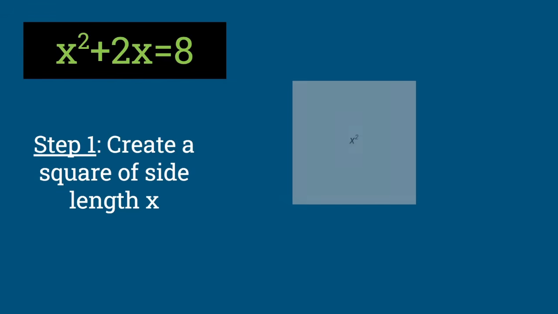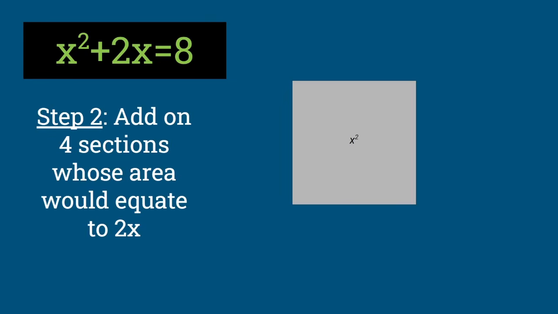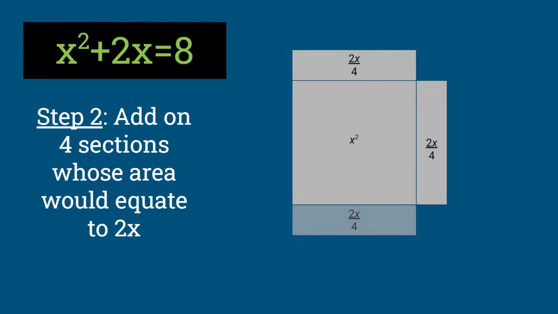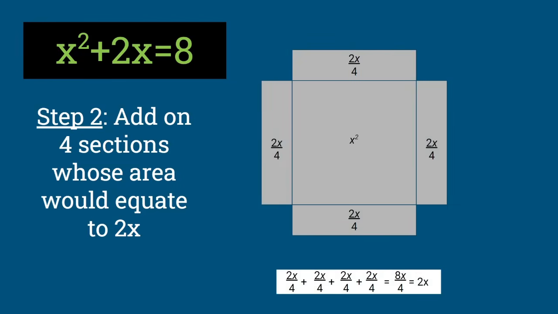We'll start by creating a square such that the area is x squared. This would require that the side lengths of each side be x. The next step will be to add on a section whose area is 2x in total, and we do this by adding on 4 rectangles with the area of 1/4 of 2x. This way, when you add those rectangles back up, you get a total of 2x.